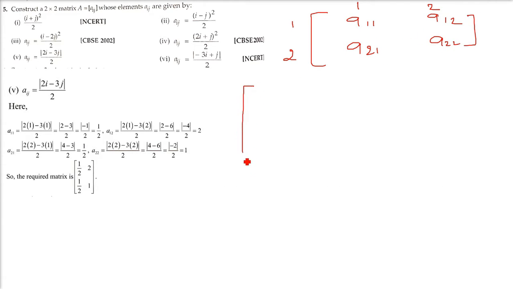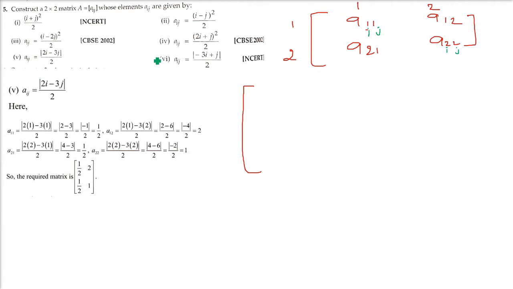So |2i - 3j| / 2. Modulus means whatever comes inside, it will always give you the positive. So let me make the matrix again. We have A11, A12, A21, A22, a 2 by 2 matrix. The first one we are taking is 2i - 3j. Here i is 1, j is 1. Similarly for others we will do the same thing. If you understand how to put i and j, these questions are quite easily solvable.